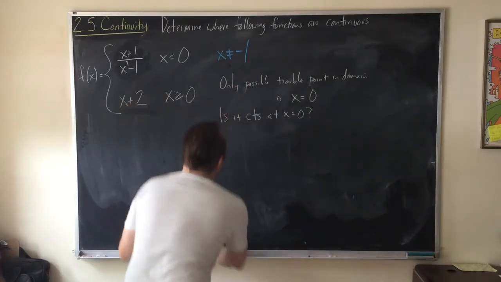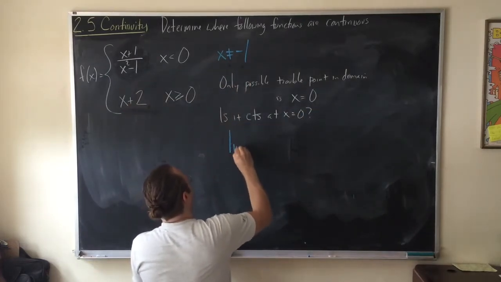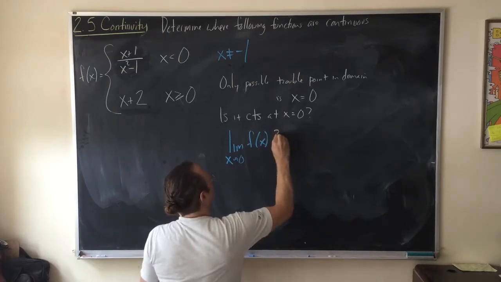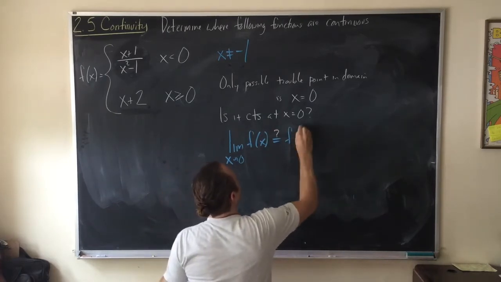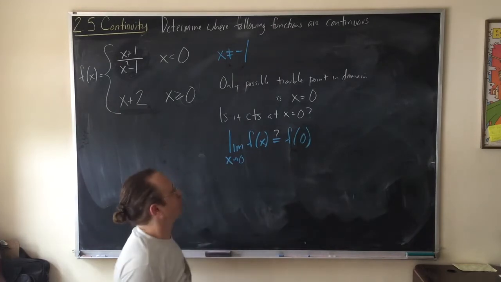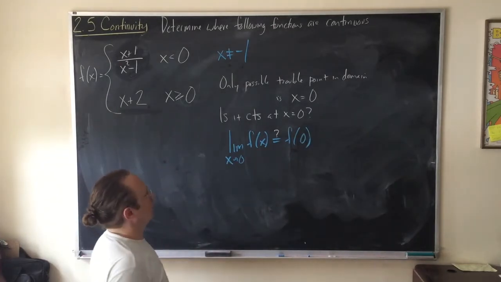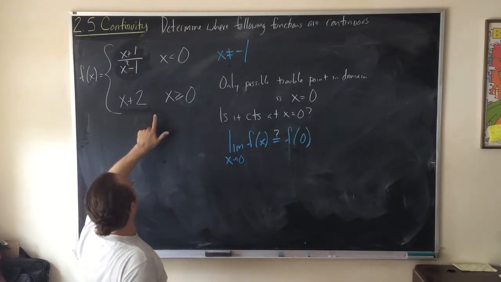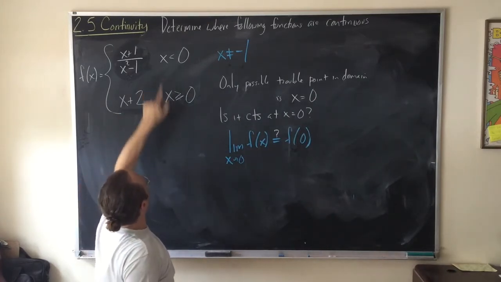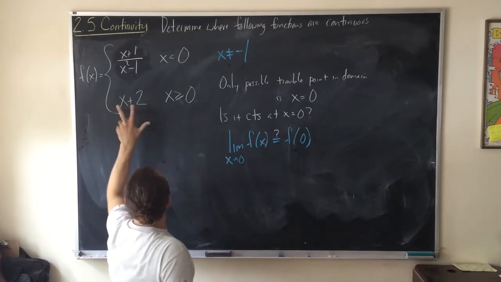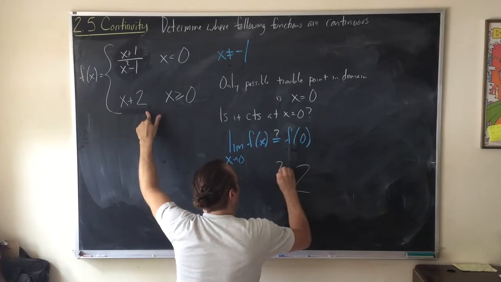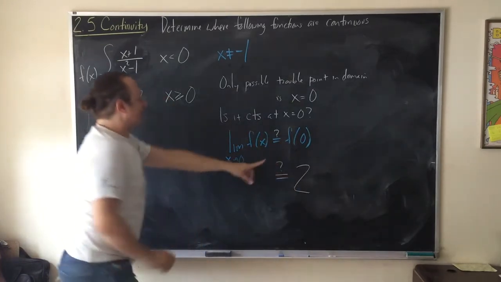And so the question is, is it continuous at x equals 0? Well, the only way to figure that out is to ask ourselves: is the limit as x approaches 0 of f of x the same thing as f of 0? Let's knock out the right-hand side real quickly. f of 0: if x equals 0, I use this rule. So I plug in 0, and I get 2.